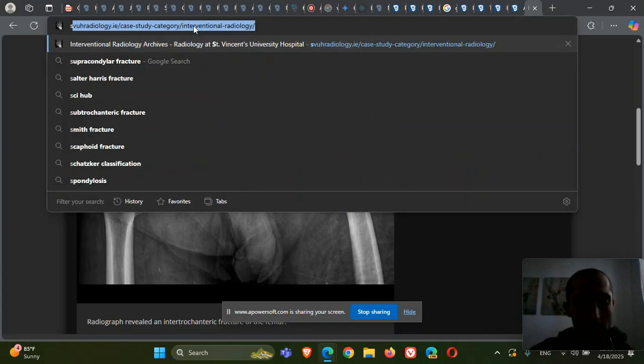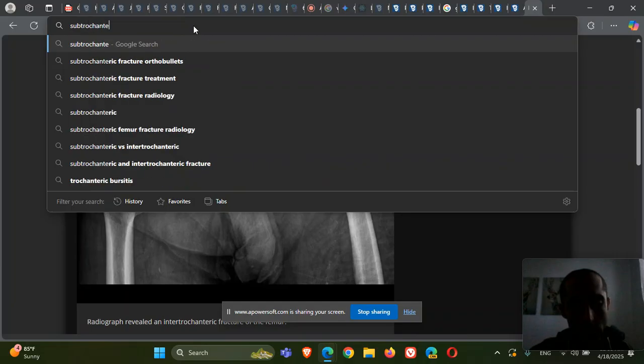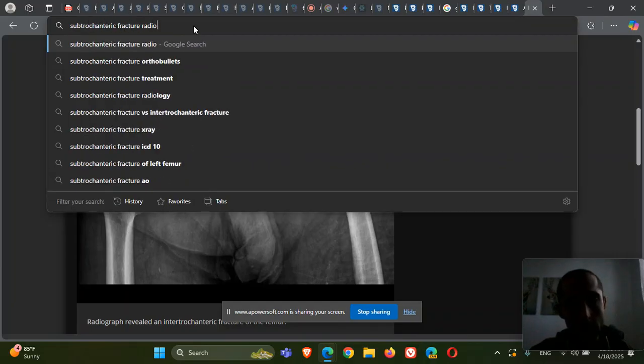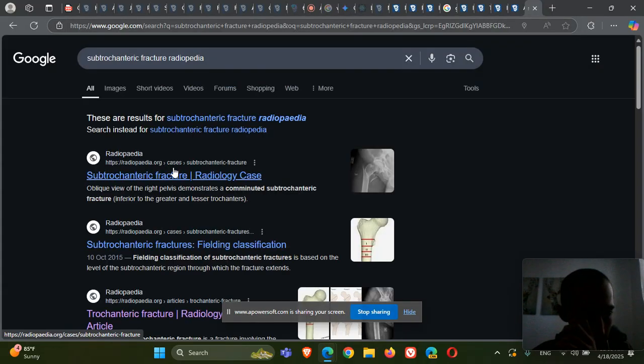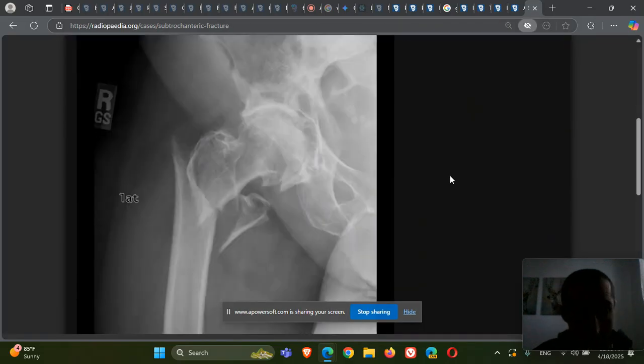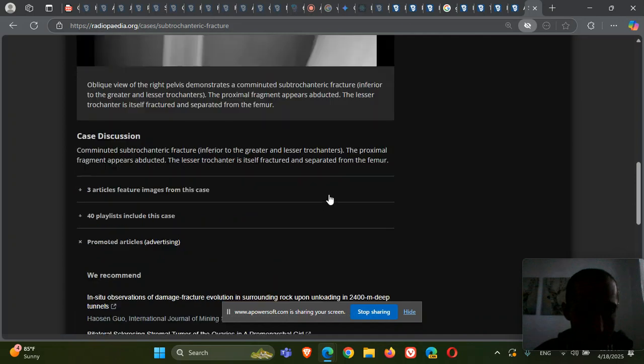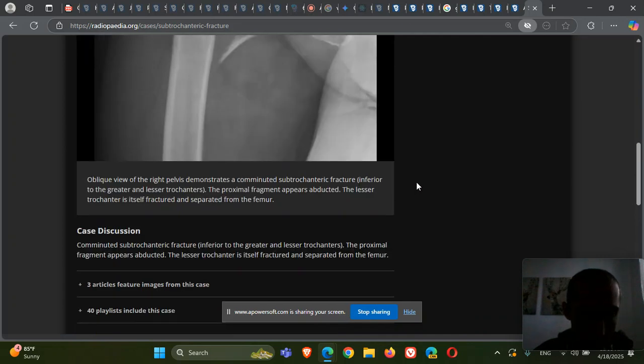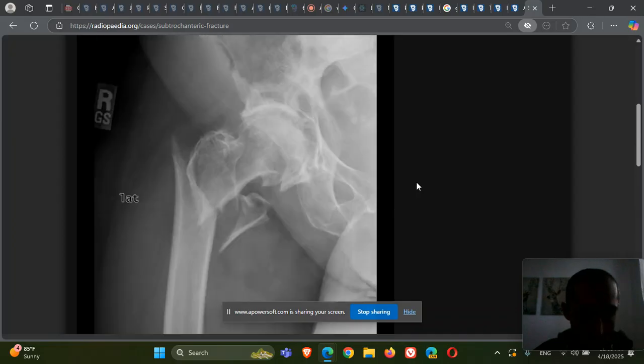Okay, let's go to the subtrochanteric fracture. This is again an extracapsular fracture.